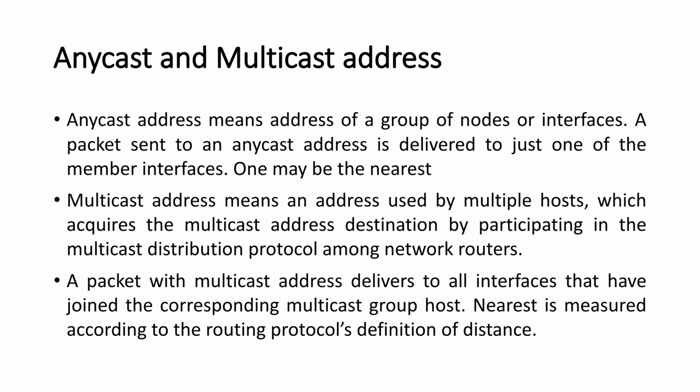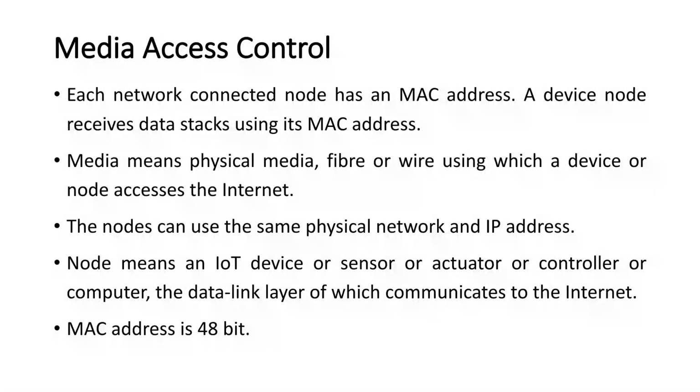So next we are going to see media access control. Each network-connected node has a MAC address. A device node which receives data does so using its MAC address. Media means the physical media, fiber or wire, using which a device or node accesses the internet. The node can use the same physical network and IP address.